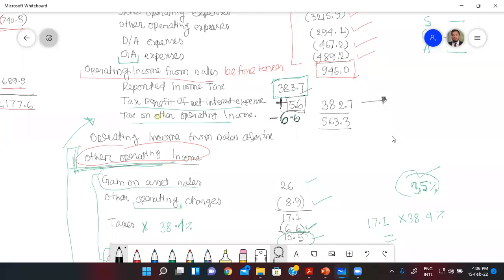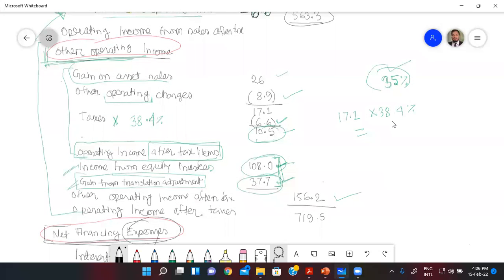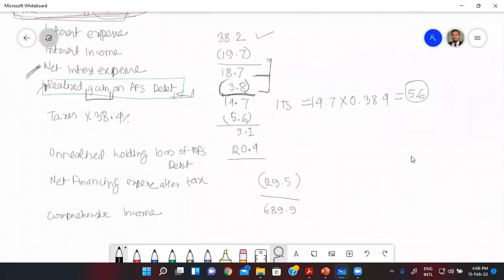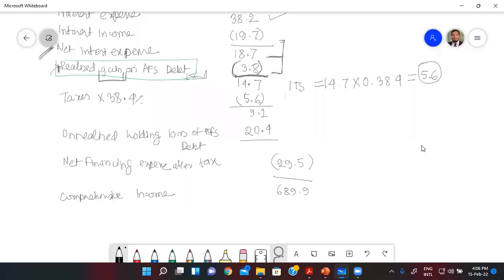Okay, let me take you back. This is 560. So after tax, it is actually 563.3. And if you add 563.3 and 156.2, which is from other operating income after tax, this 709.5 million is net operating profit after tax, which is NOPAT. Let's complete it in this part. So it is 9.1. So after tax, the net financing expenses are 9.1.